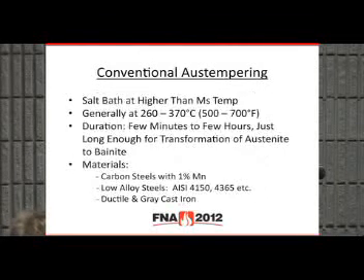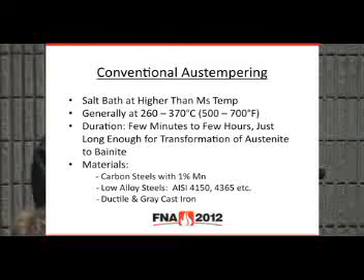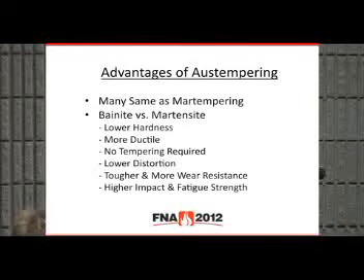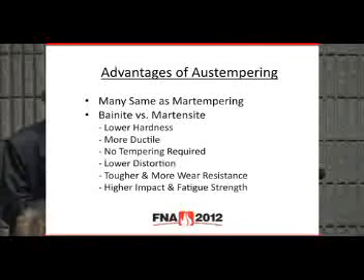Let's look at some more details. Obviously, the duration would be a few minutes to a few hours depending upon the TTT diagram, just long enough for the transformation to be complete from austenite to bainite. The materials that can be austempered are carbon steel with 1% manganese, low alloy steel, ductile, and gray cast iron. Advantages of Austempering: many of them are the same as Martempering.